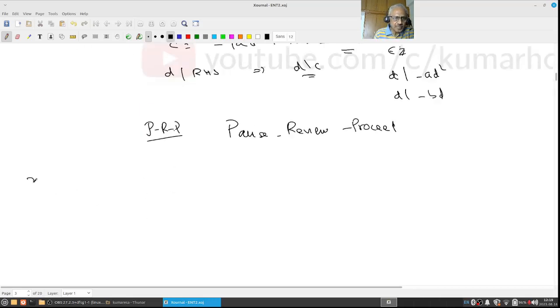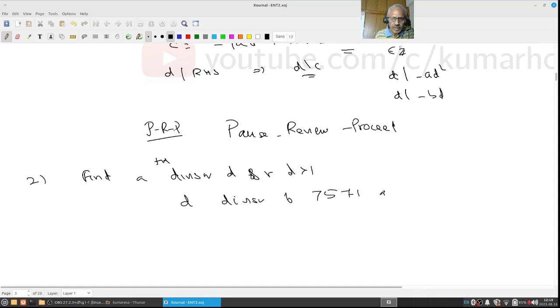And the second example is this. I saw a problem, possibly a mini Olympiad problem. Find a positive divisor d such that d is greater than 1 and d is a divisor of 7571 and 5311.